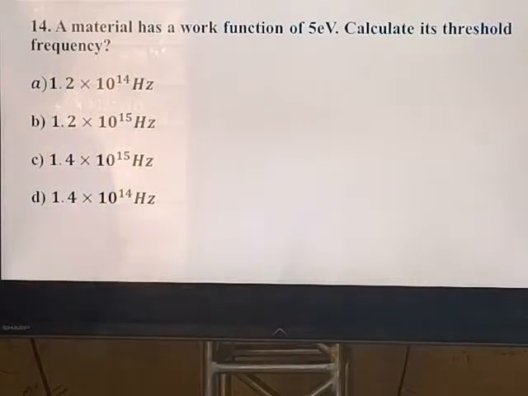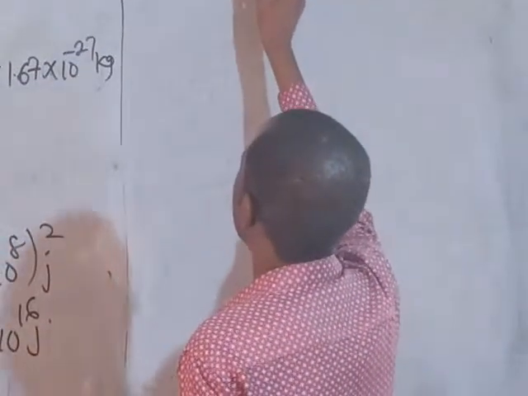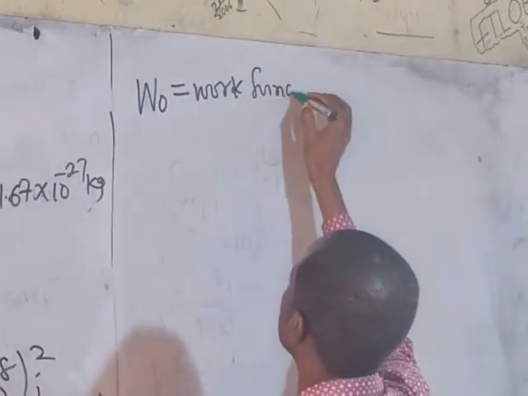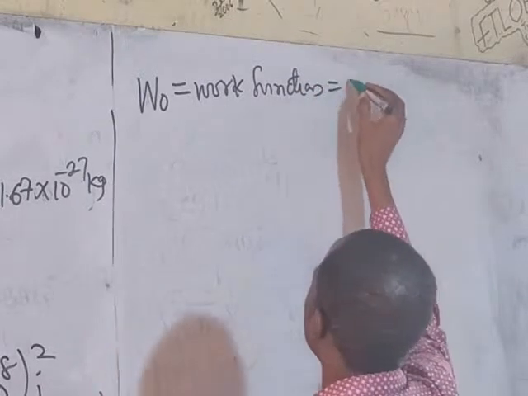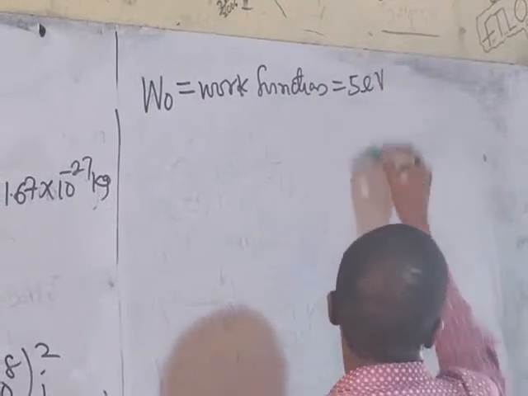It says a material has a work function of 5 eV. The full meaning of eV is electron volts. Work function, I've told you work function is W naught. And we are given 5 electron volts.